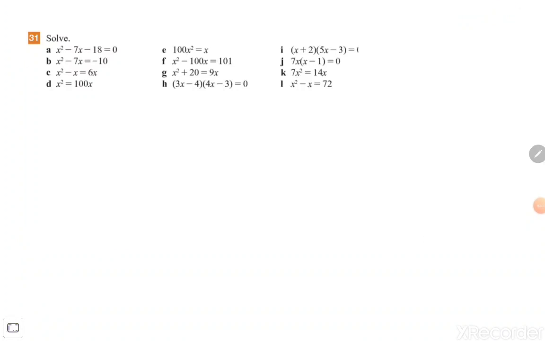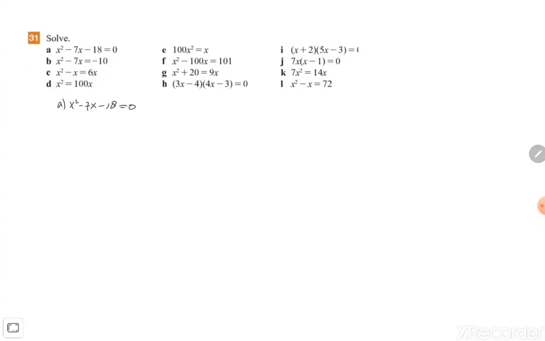Alright, ladies and gentlemen, here are the answers from exercise 31, where you need to solve all the equations. Let me just start with the first one, exercise A. x² - 7x - 18 = 0.